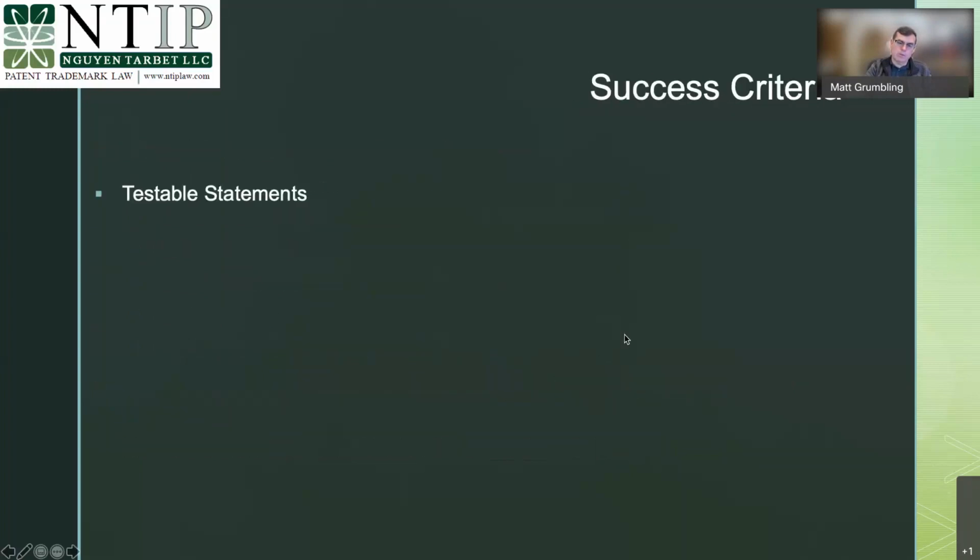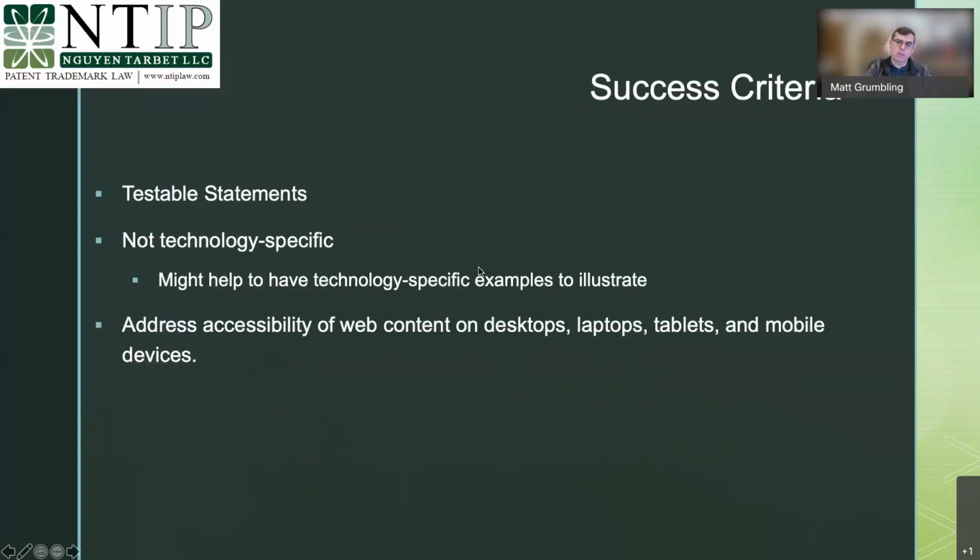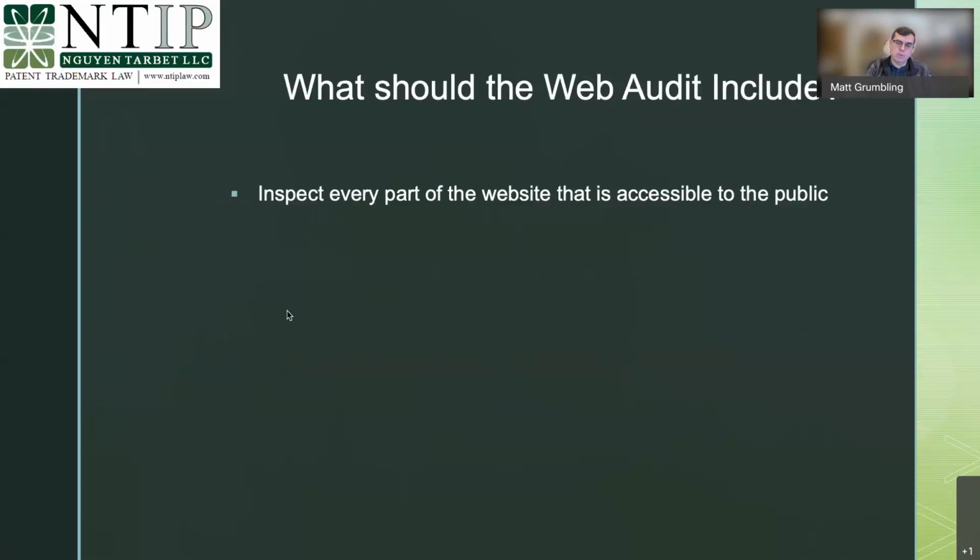So there are success criteria. These are supposed to be testable statements that are not technology specific. And they might have some technology specific examples to illustrate them, and you can use those as kind of like a safe harbor, but it doesn't matter what technology you use as long as you get to a success by these testable statements. I kind of just reset what I said up there.